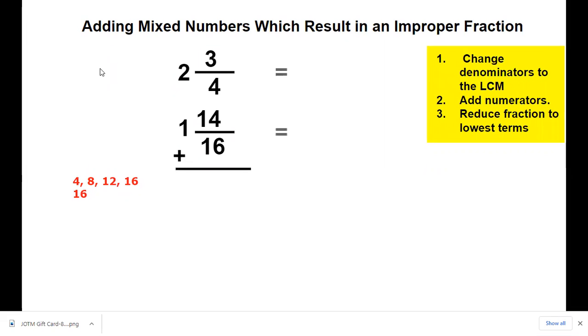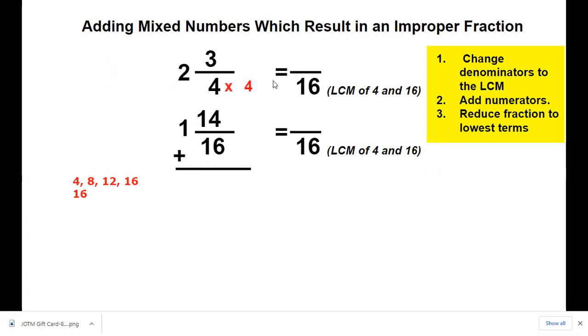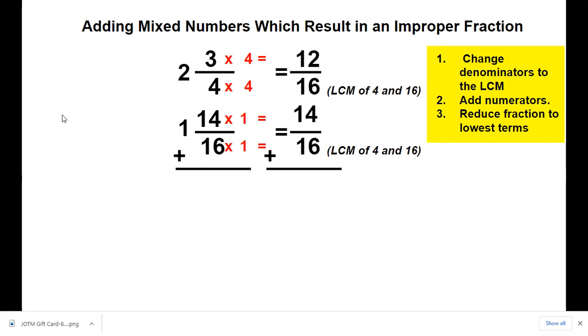So there's our steps. We change the denominators to the least common multiple of 16. Then we say 4 times what gives me 16? 4 times 4. Multiply the top by 4. That gives me 12/16. The bottom is just going to stay 4/16. We're multiplying by 1. Add just the numerators. 12 plus 4. That gives me 16. My bottom number stays a 16.